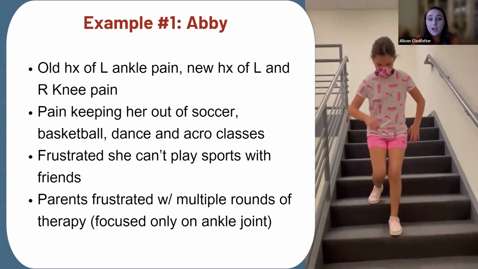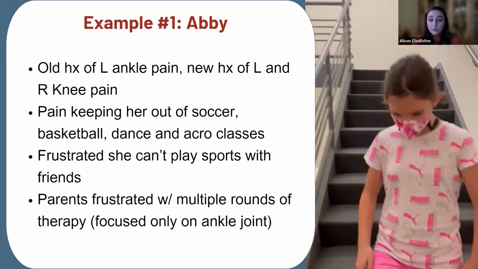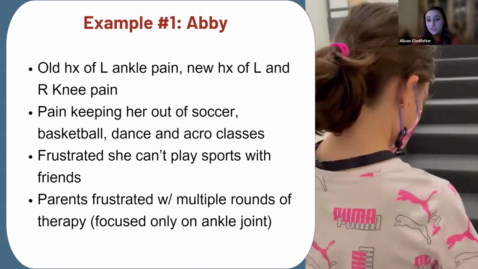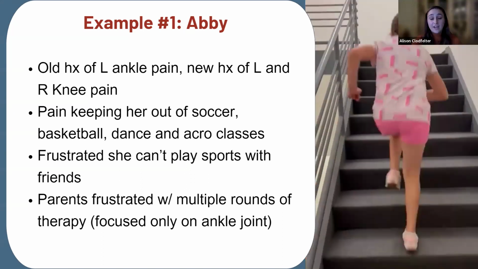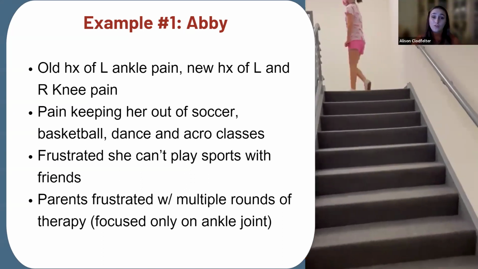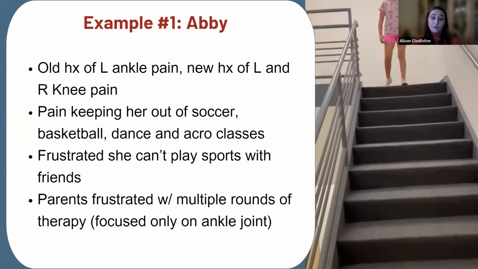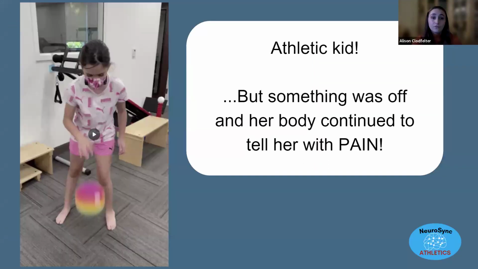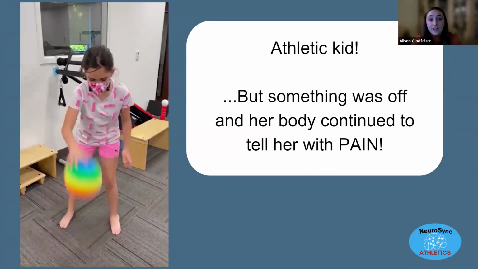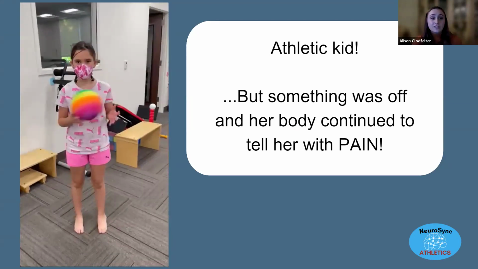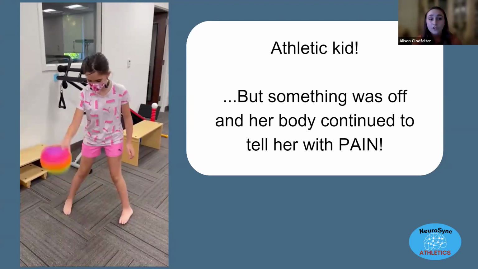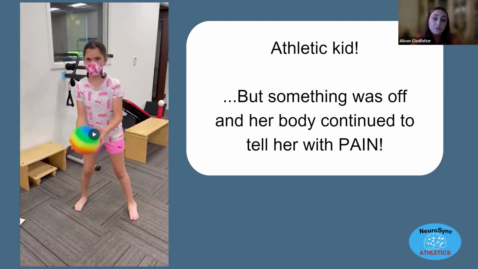Her pain is keeping her out of soccer, basketball, dance, and acro classes. She's very frustrated she can't play sports with her friends. She's a very active, athletic kid, and she loved to play sports all the time. So the fact that she was having to sit out from all her sports and even gym class was really making her upset. And her parents are very frustrated with multiple rounds of therapy that were only focused on her ankle joint. As you can see here, she's a very athletic kid. So she can coordinate, she can keep that ball control and everything like that. But something was off and her body was continuing to tell her with pain.